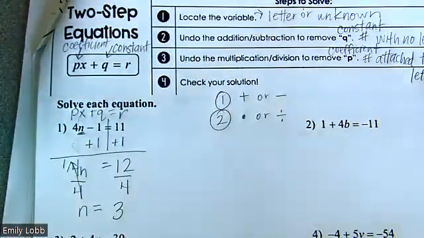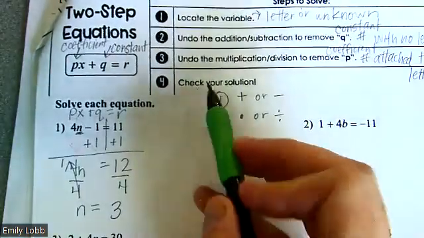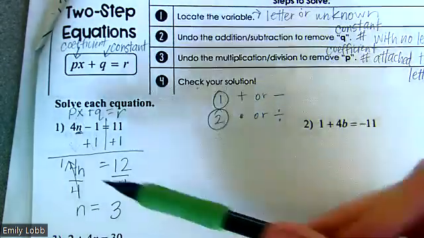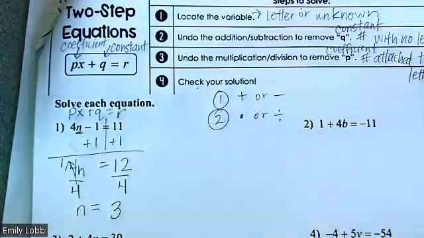So n is equal to 3. So if we were to put it back to check our solution, like it tells us to here, we can think it through. What's 4 times 3? 12. Is 12 minus 1 equal to 11? Yes. Okay.